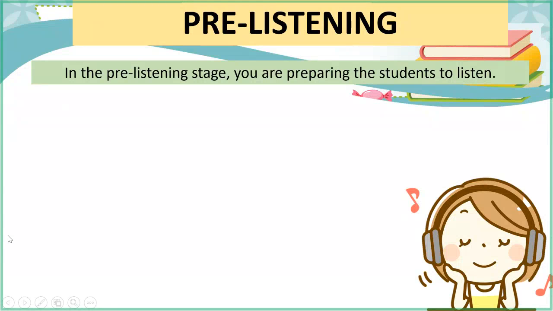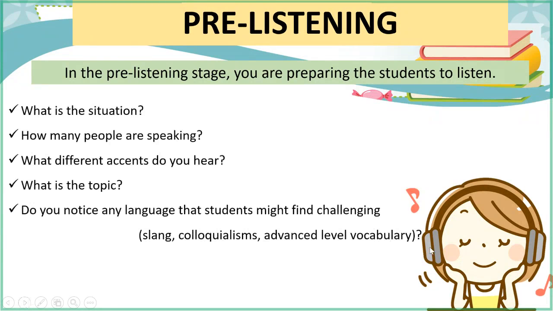And how can you prepare them? Maybe you can ask these questions for yourself. What is the situation? It means what is the context that you are going to connect with your listening? How many people are speaking? Because you know that in the listening audio, there are many people speaking at the same time. So you need to be very aware of what kind of people are speaking, if the accent is American or British, right? Another question is, what different accents do you hear? Because maybe you can have different accents and it is not the same pronunciation. So you need to be very aware of that.